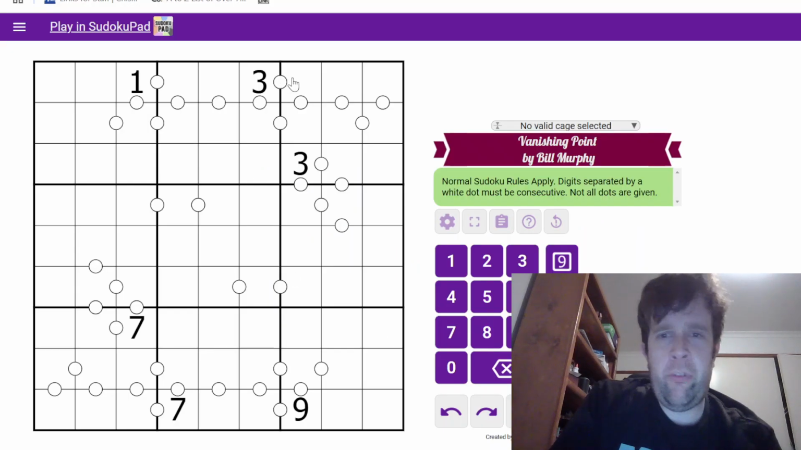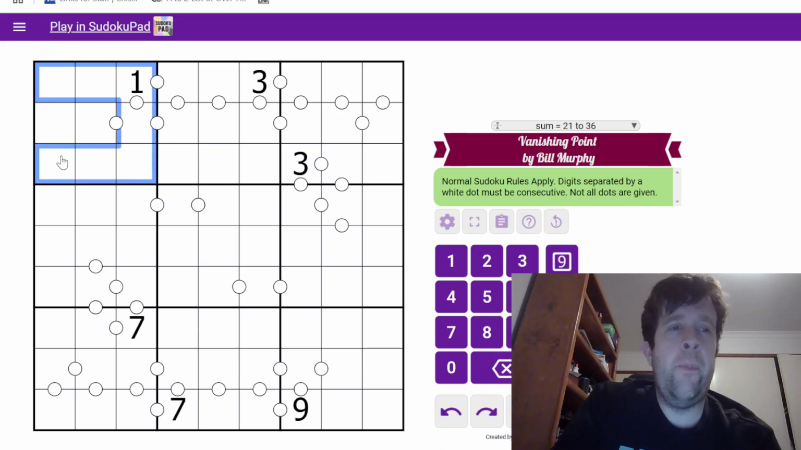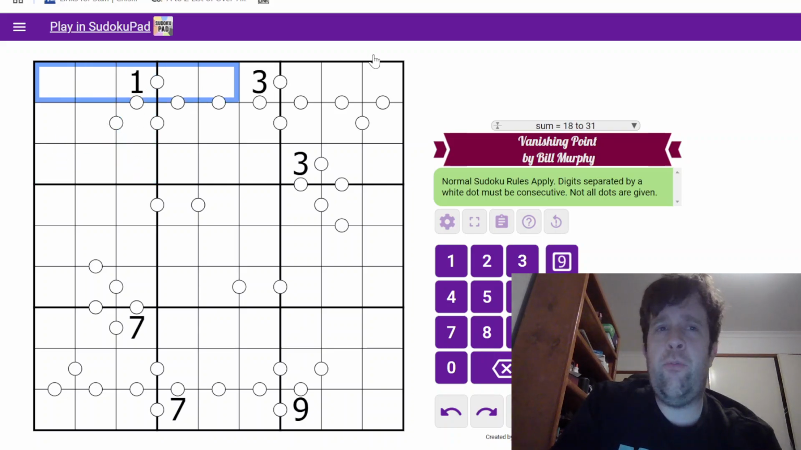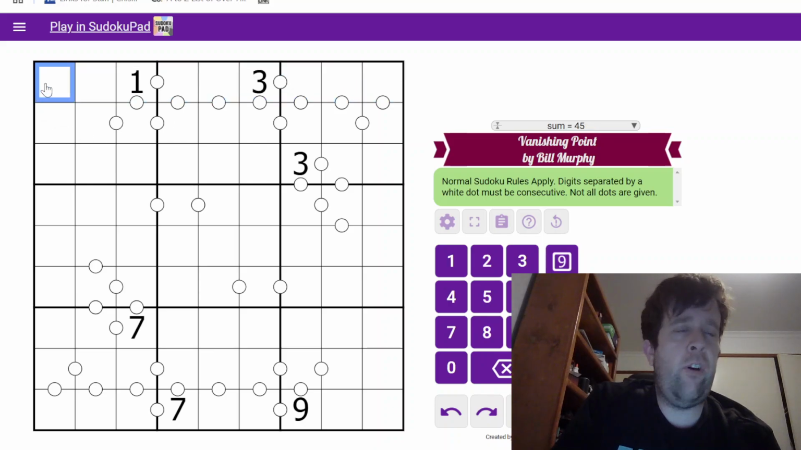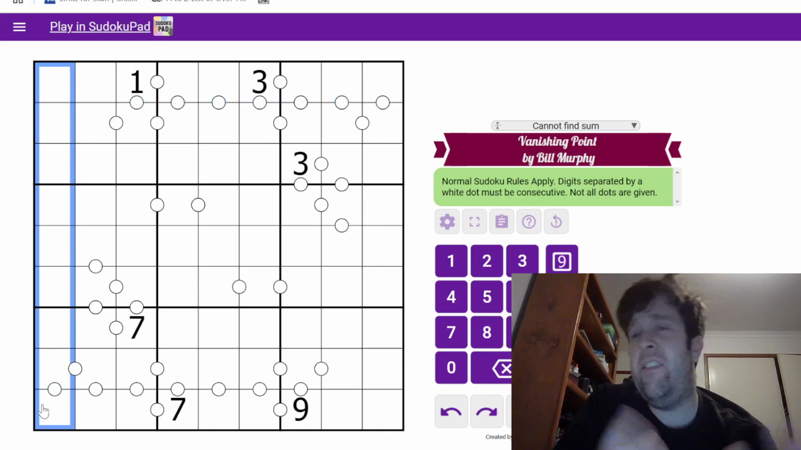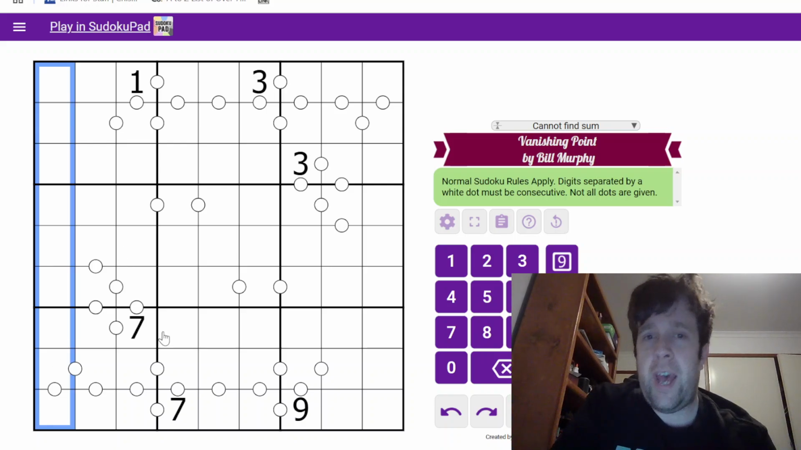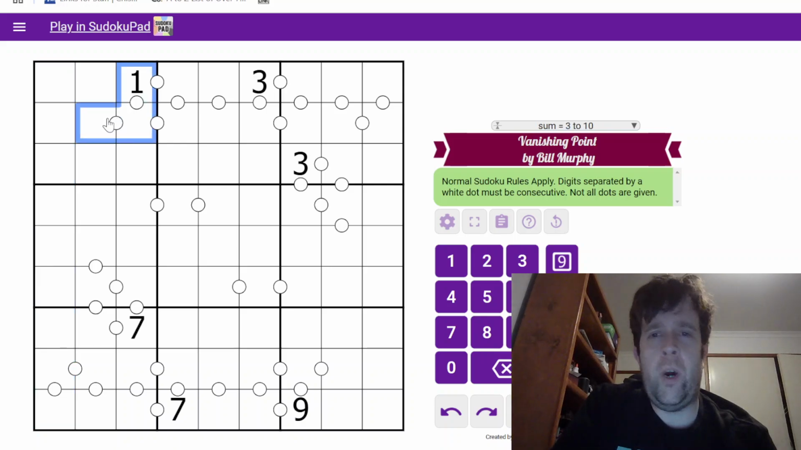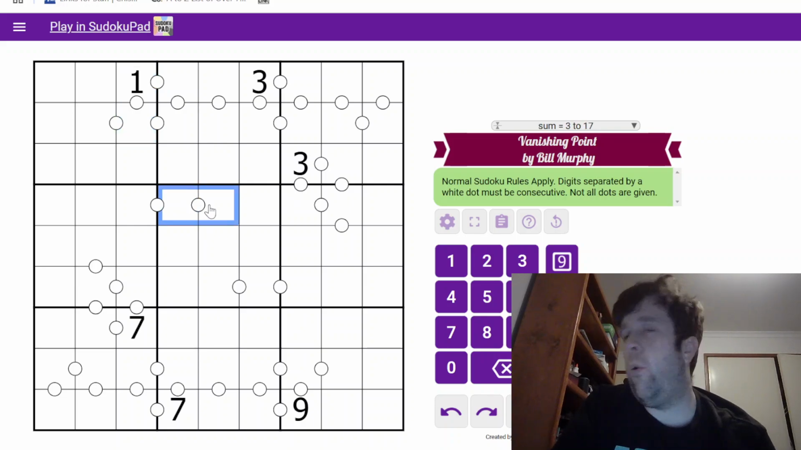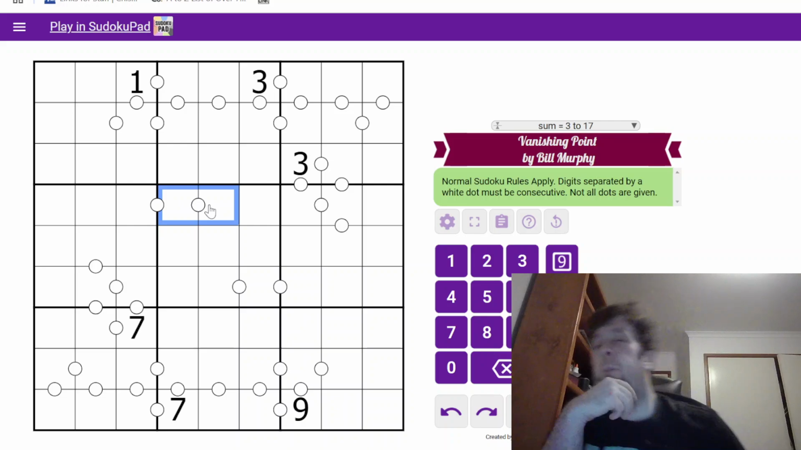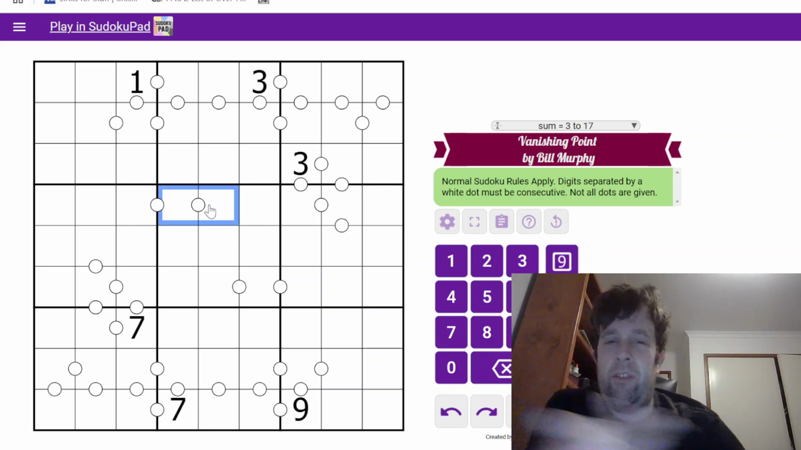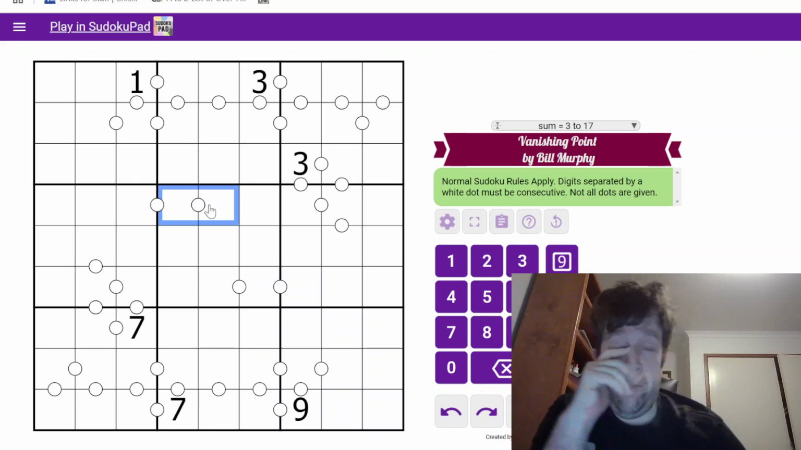That being said, let's get into today's puzzle. Normal Sudoku rules apply. So, in each box, each row, and each column, digits 1 to 9 must appear once each, and digits separated by a white dot, such as those, must be consecutive. Not all dots are given. Now, that just means there's no negative constraint.